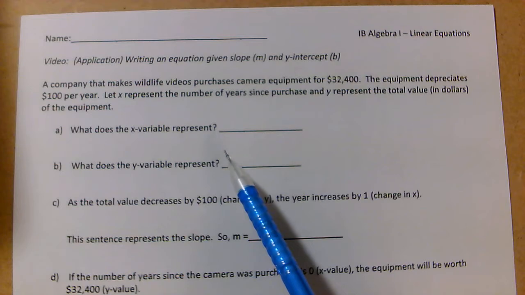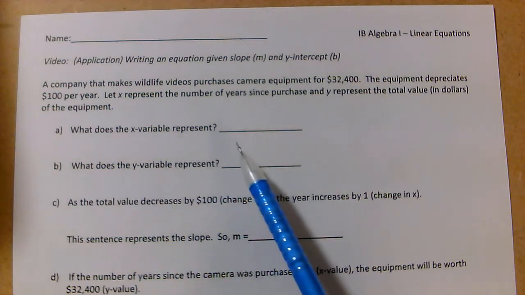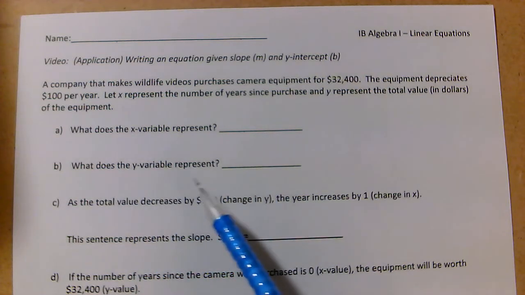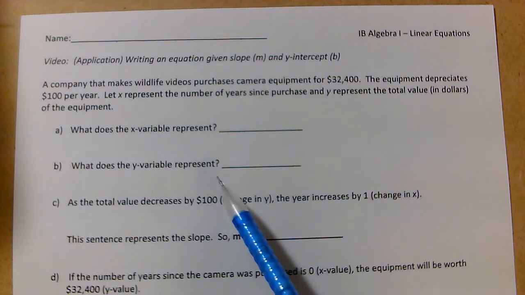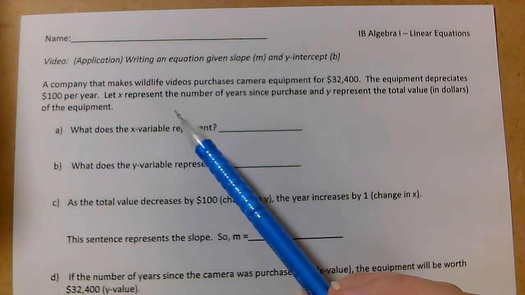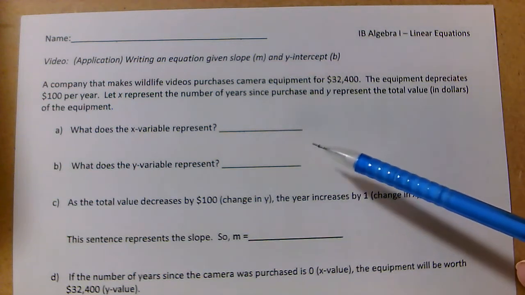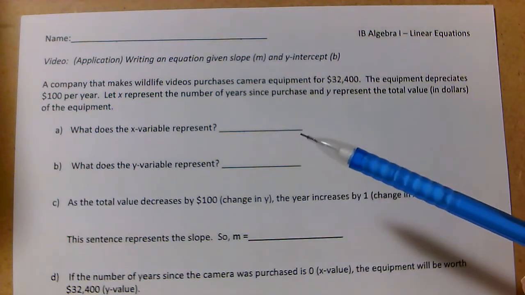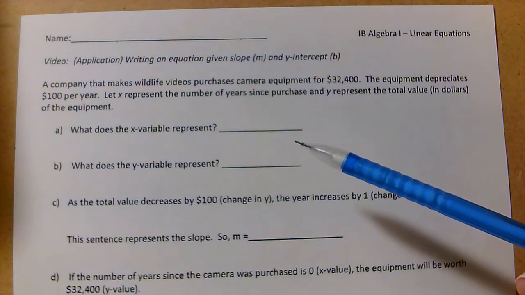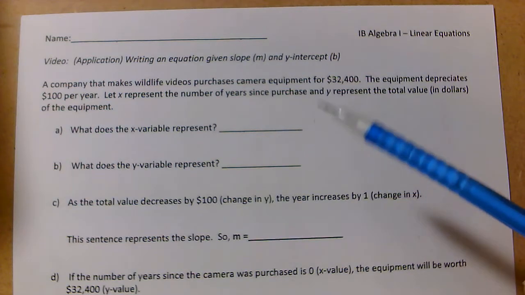You'll notice the first question is asking what does X represent, followed by what does the Y variable represent. Sometimes in your word problem it will spell out for you exactly what each variable represents, but we are also sometimes going to have to define the variables ourselves. So let's read the word problem one more time to see if we have any idea of what X could represent.